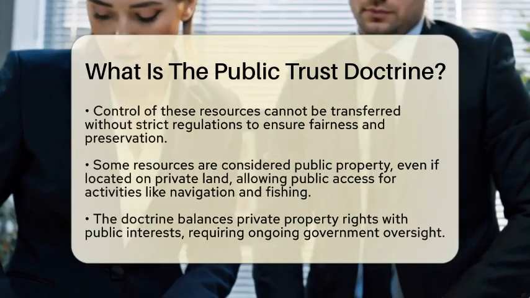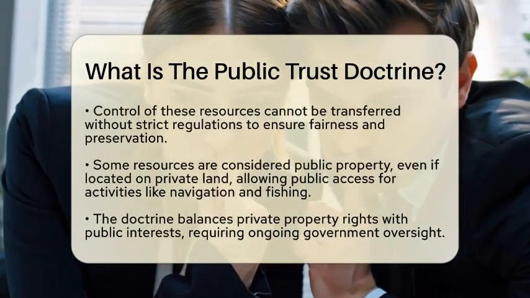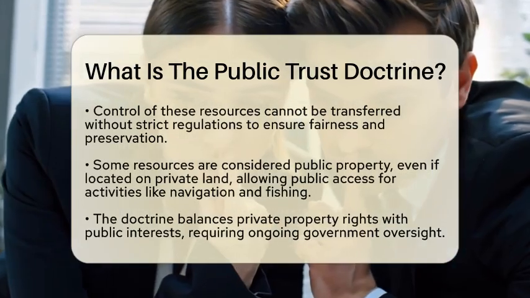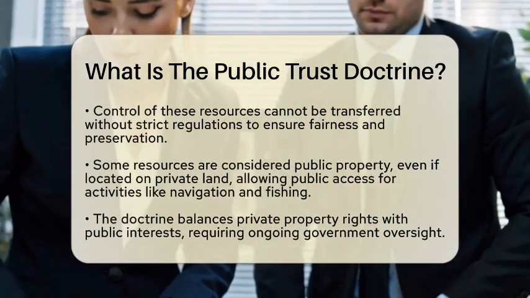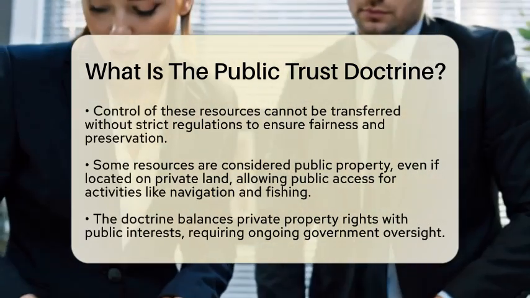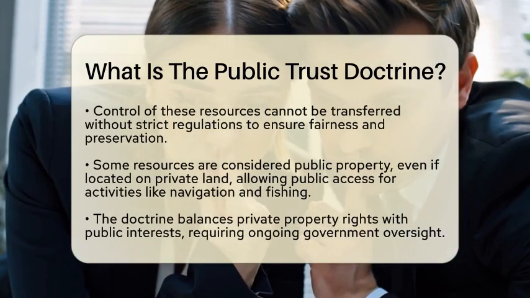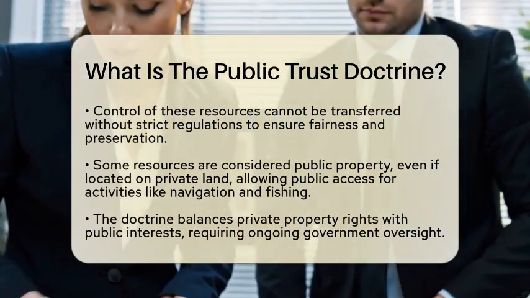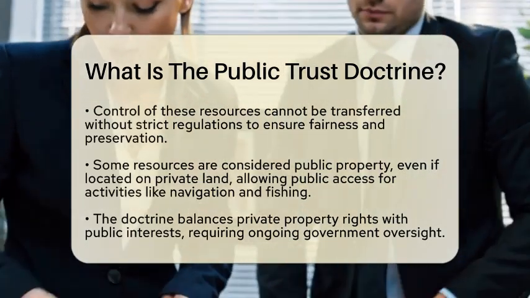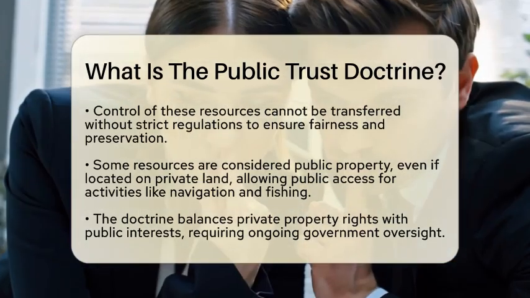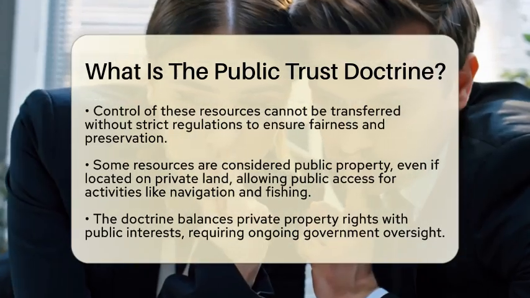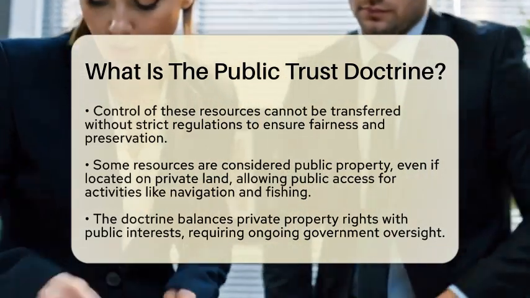Even if parts of these resources are on private land, the public still has rights to access them for activities like navigation, fishing, or recreation. In terms of water rights regulation, the public trust doctrine plays a significant role in balancing private property rights with public interests. It requires ongoing government oversight to mediate between how private individuals use these resources and the need to protect them for everyone. This does not eliminate private property rights, but modifies them to ensure that private use does not harm public trust resources.